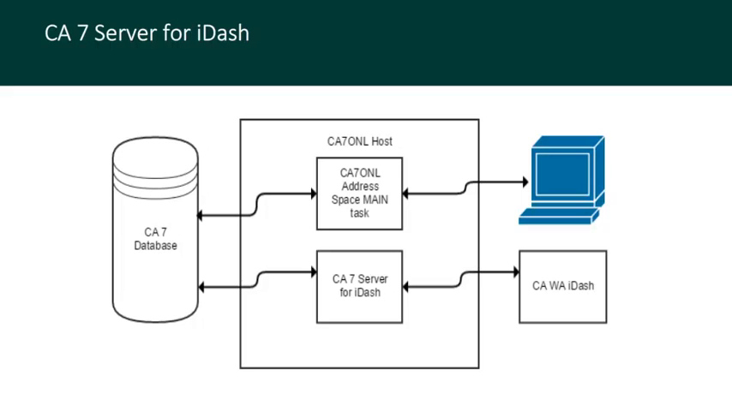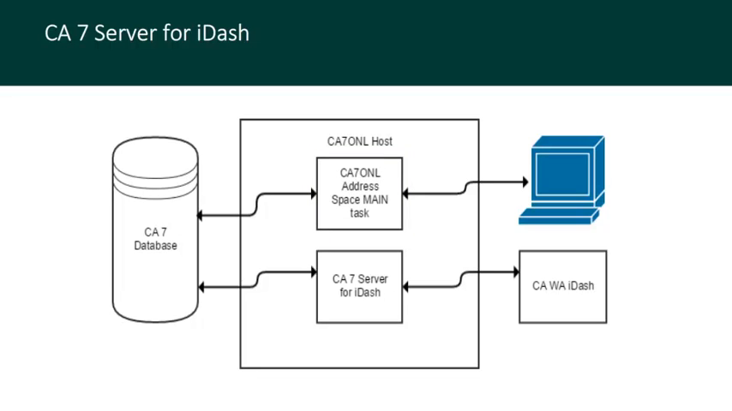CA Workload Automation iXp is a web-based solution that provides Service Level Agreement or SLA management, critical path monitoring and alerting, and graphical reporting. Authorized users can define SLAs on jobs that are orchestrated by the CA 7 environment. CA 7 server for iXp provides information about CA 7 managed items to CA Workload Automation iXp. This method frees CA 7 ONL to focus on the core work of scheduling.